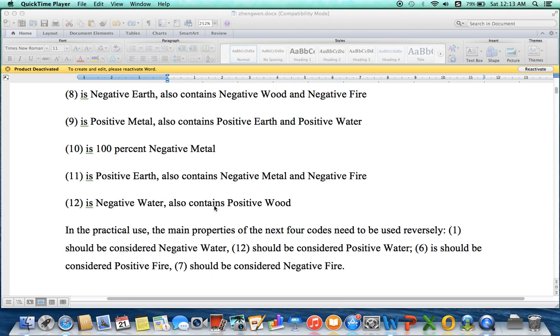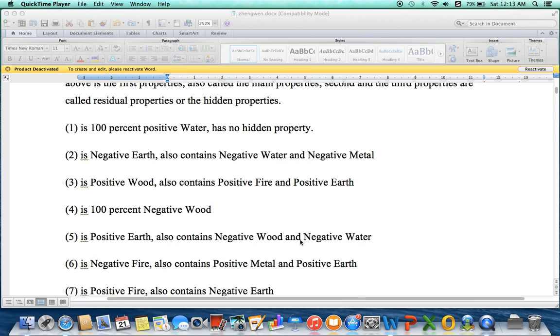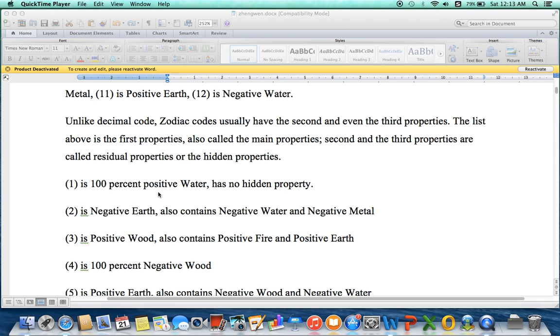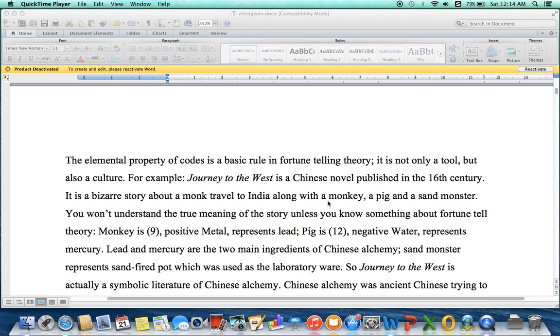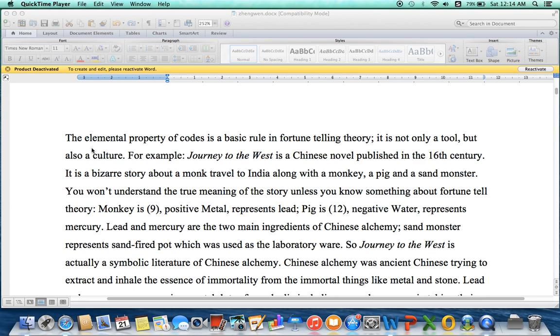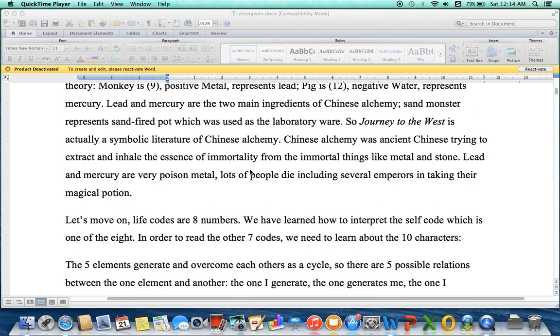So I think I made it complex. I should just show you 1 is 100% negative water, so I wouldn't have to add this paragraph. But I just want to show you everything in the original theory, which is why I put it down like this. The elemental property, oh, that's common. Skip.